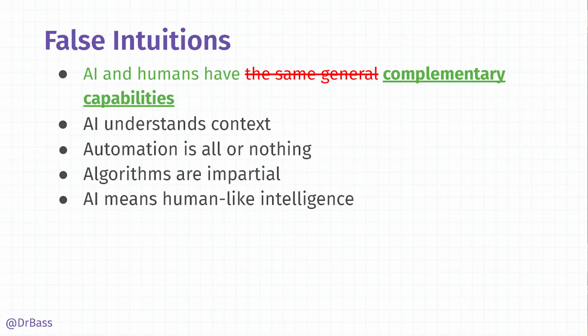So AI and humans don't have the same general capabilities. They have complementary capabilities, and we should learn to play to the strengths of the two entities.